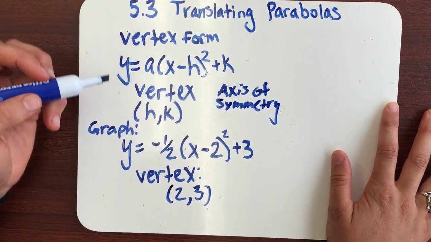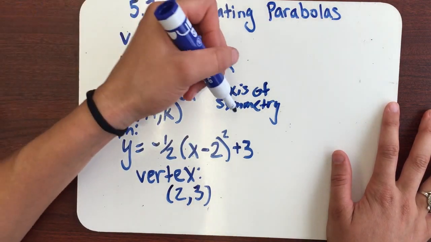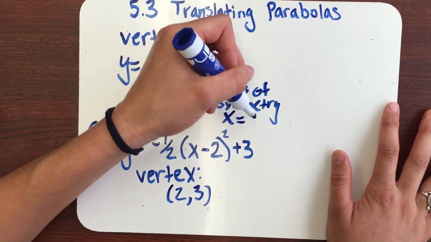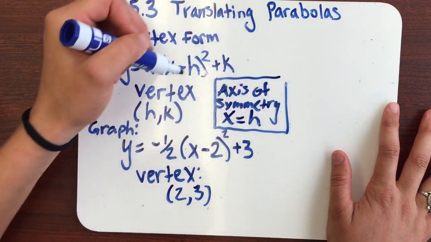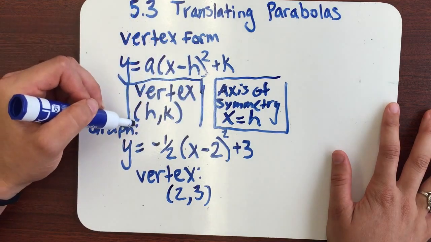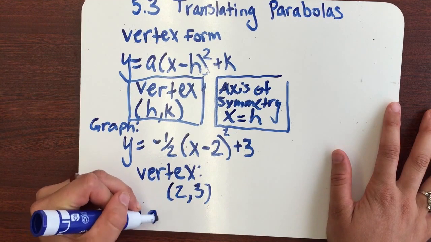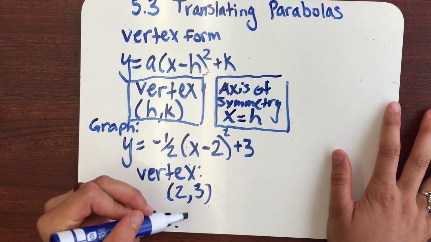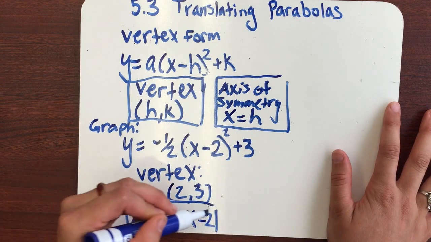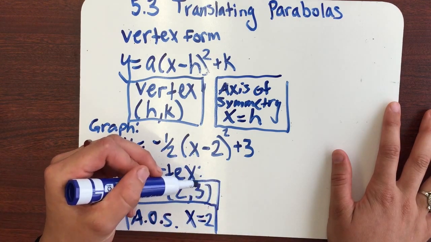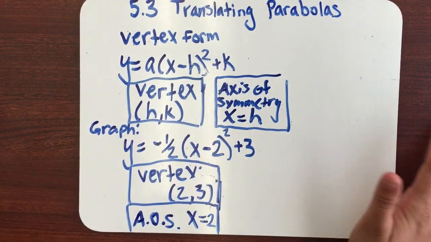We also know from this form that the axis of symmetry is going to be the same as the x coordinate of your vertex, so therefore the axis of symmetry is x equals h, whatever h is. For this one, the axis of symmetry, I'm just going to write it as AOS, is x equals 2. So those are the first two things that you're going to want to graph: the vertex and the axis of symmetry.